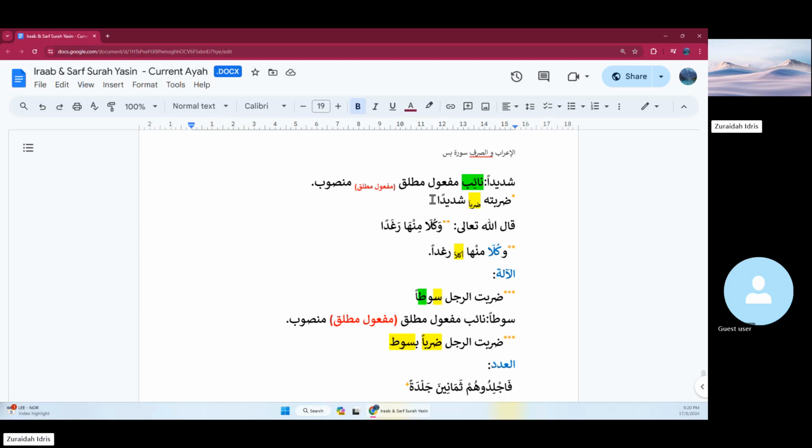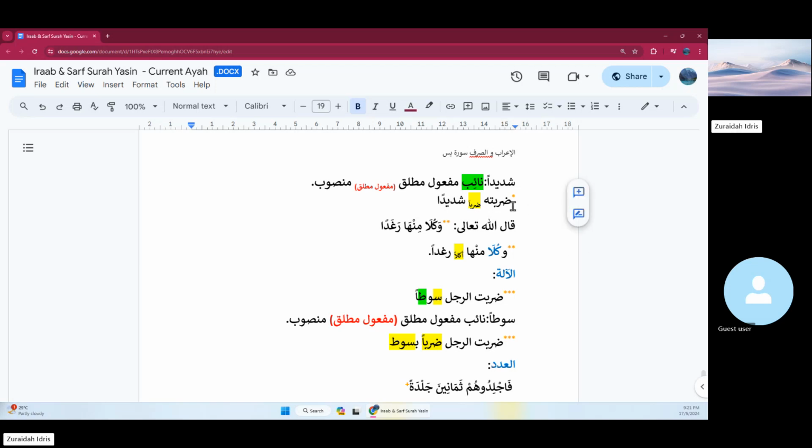This shadidan, we cannot say it's a sifah of darabtuhu, because that's not the rule. We have to have a mausuf and then the sifah. At the same time, it's not maf'ul mutlaq, because it doesn't reflect the action, which is daraba. So this is why we say it is naibul maf'ul mutlaq, in the place of the maf'ul mutlaq. Some Irab books drop the naib and say it is maf'ul mutlaq, but let's keep our minds clear. It is actually naibul maf'ul mutlaq, because the maf'ul mutlaq itself, the darban, was dropped.